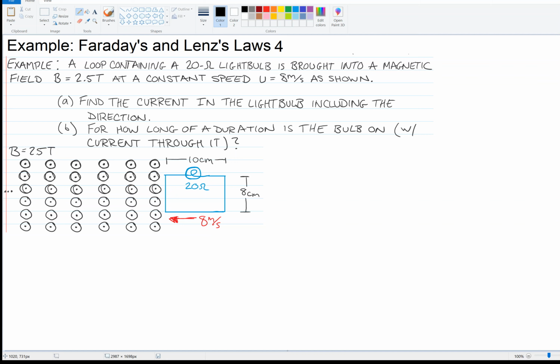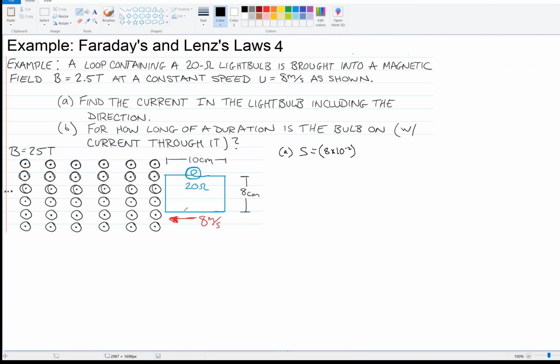All right, let's try part A. So we need to figure out what is the area of the loop that overlaps the field, because the flux through the loop is going to be related to the area that's in the field. So we need, and we're bringing it in, right? So it's going to be a function of time. And you can convince yourself that the area S is going to be, first of all, this dimension is 8 centimeters. So I'll write that as 8 times 10 to the minus 2.